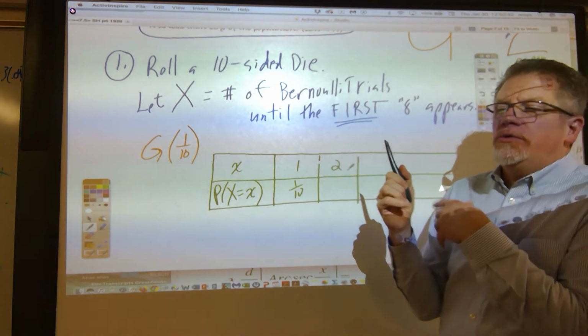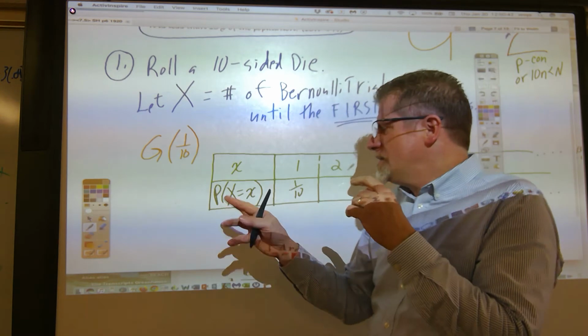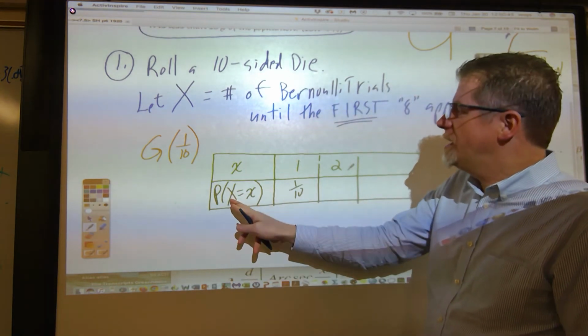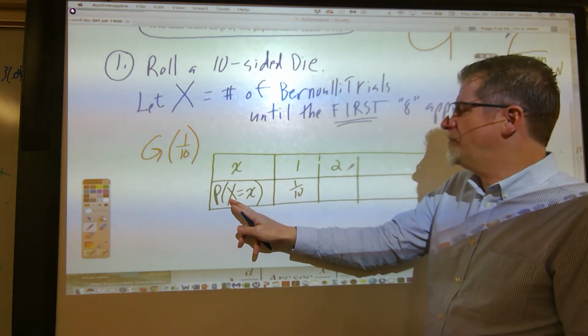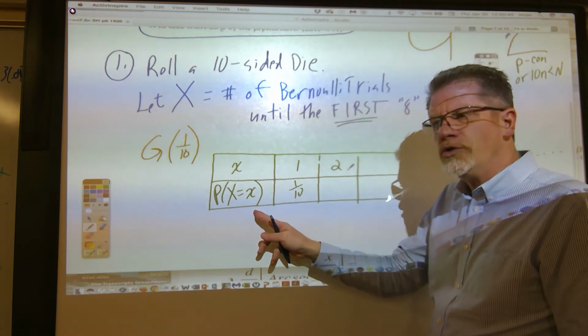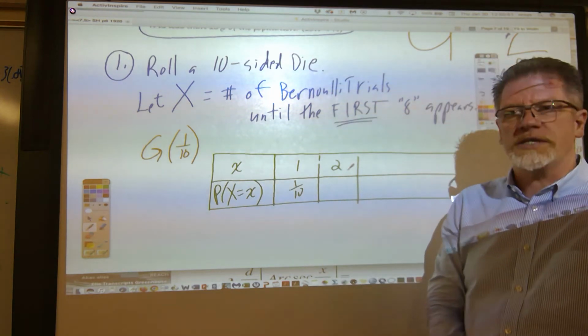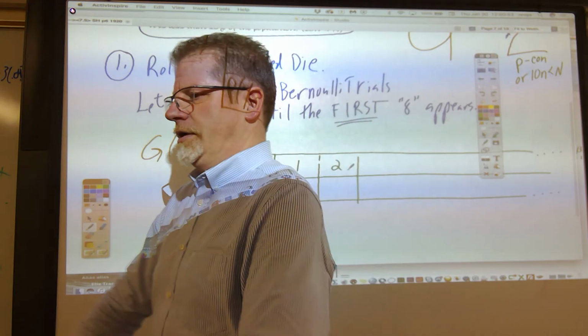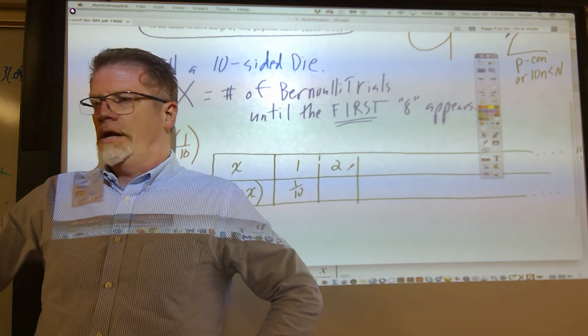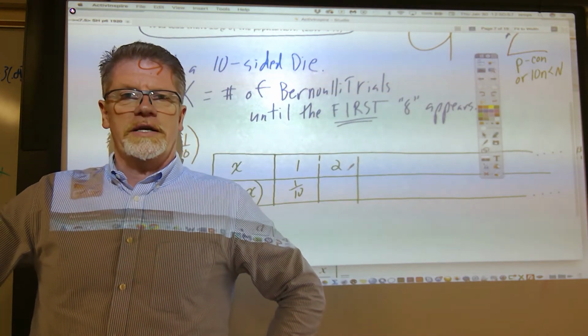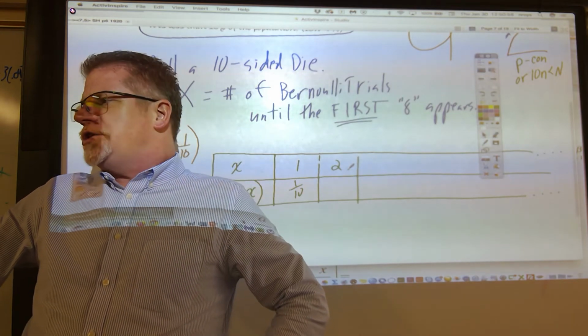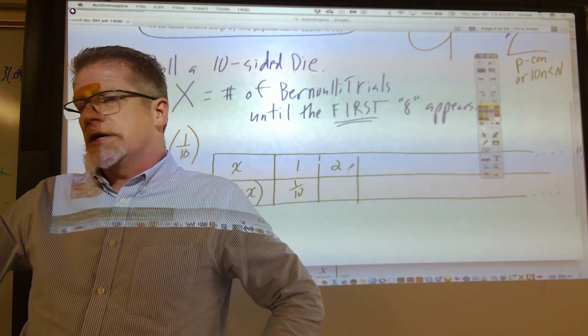Raise your hand if you would like to take a guess as to the probability that the number of Bernoulli trials until we finally get an 8 is 2. What's the probability that the first success is on the second attempt? Think you know? Just raise your hand. I might call on you. If I do call on you, be prepared to say what your answer is.